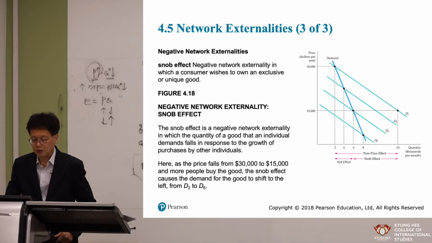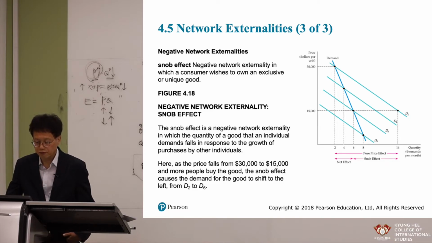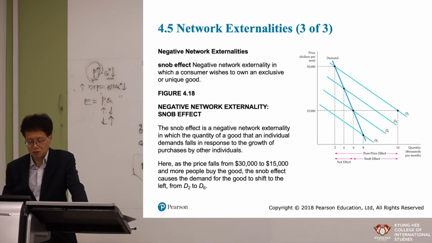Okay? The snob effect is a negative network externality in which a consumer wishes to own an exclusive or unique good. The quantity of a good that an individual demands falls in response to the growth of purchases by other individuals. Right? I already explained this kind of thing. So we can see lots of snob effects in the real world too. For example, choosing a name in Western culture or making a name in Korea.